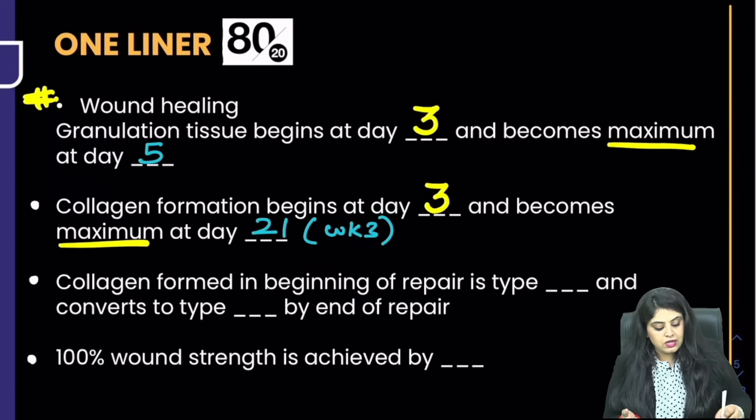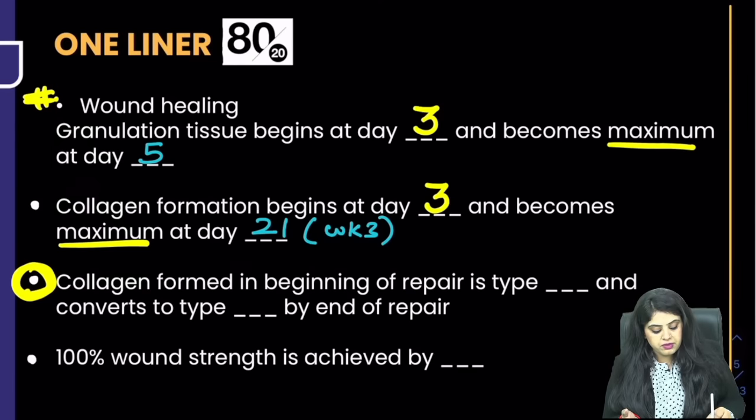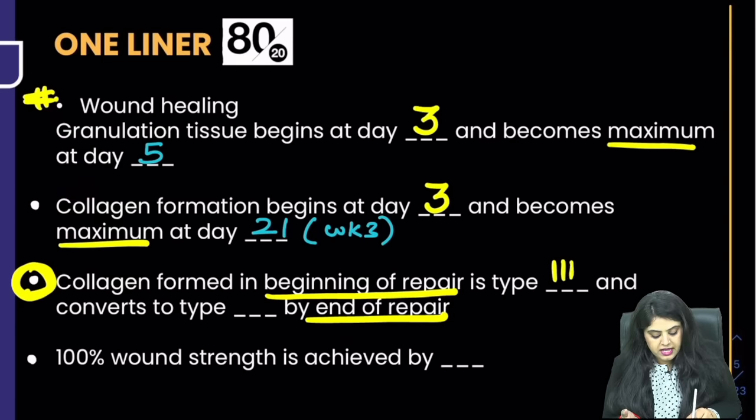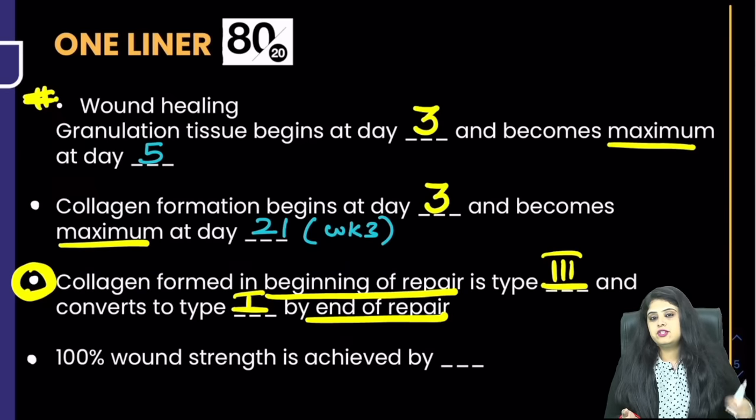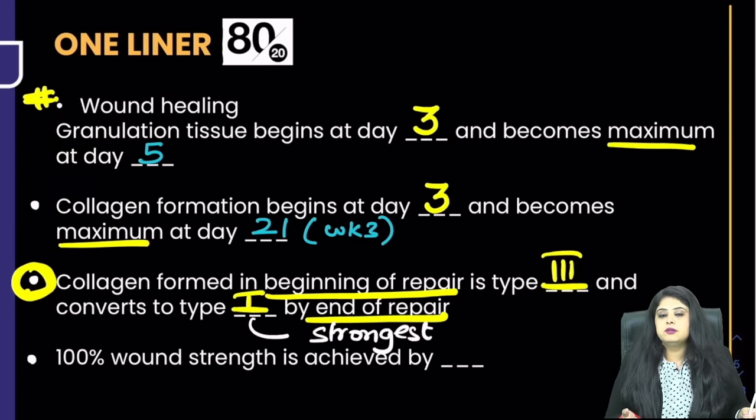Now tell me, collagen, you know, this was a previous 2 years old INI-CET question. Collagen formed in the beginning of the repair is what type, and collagen formed at the end of the repair is what type? So starting may we have type 3 collagen, and in the ending we have type 1 collagen. Why have we changed all of it to type 1? Because type 1 is going to be the strongest collagen that we have in the body. So remember, what was the exam in INI-CET?